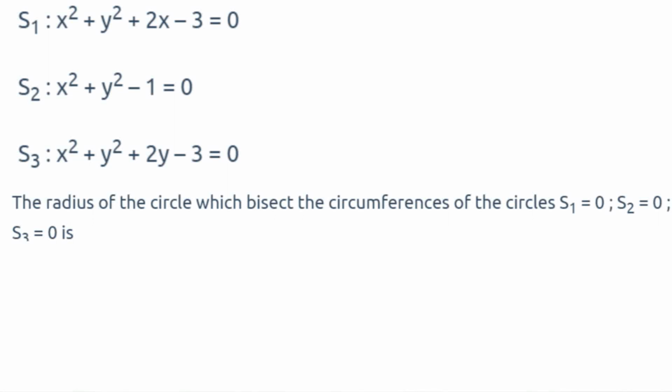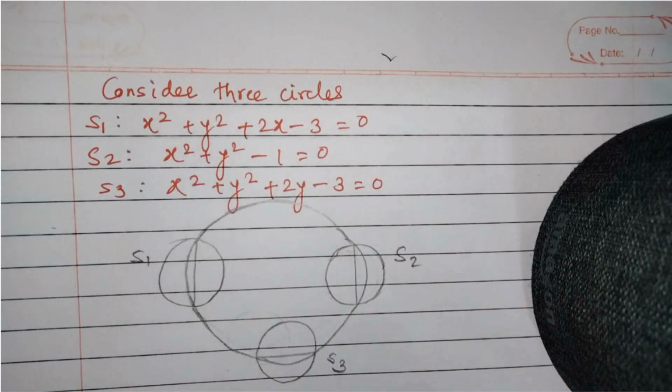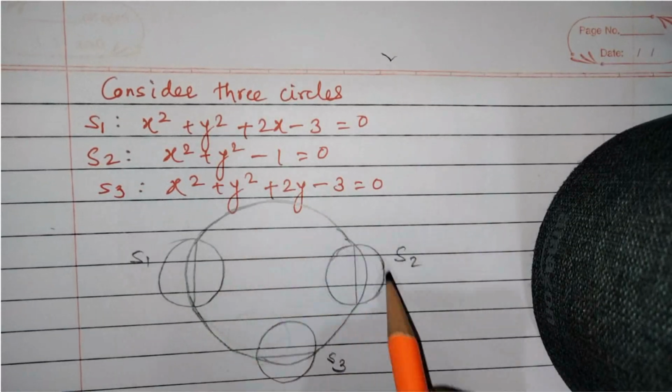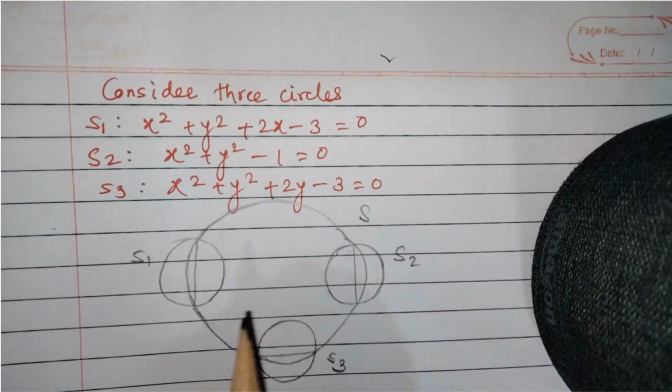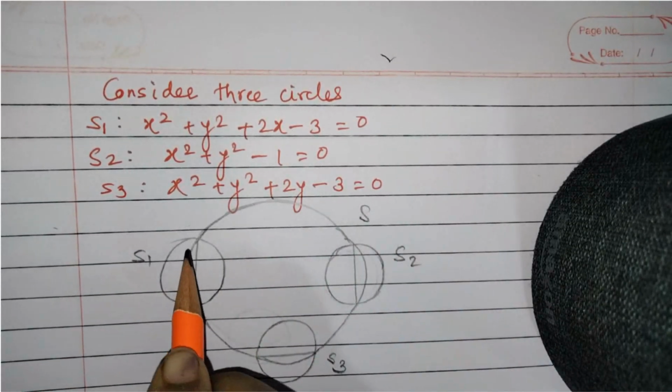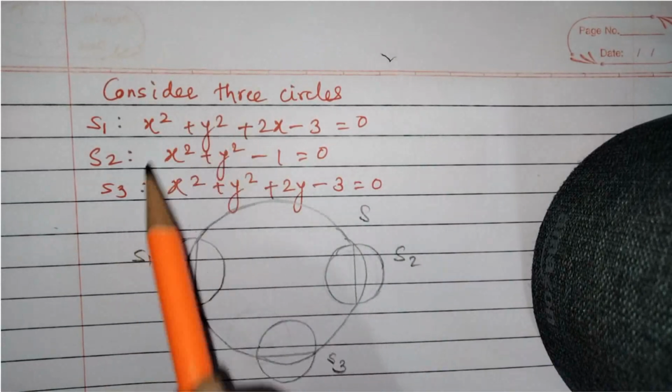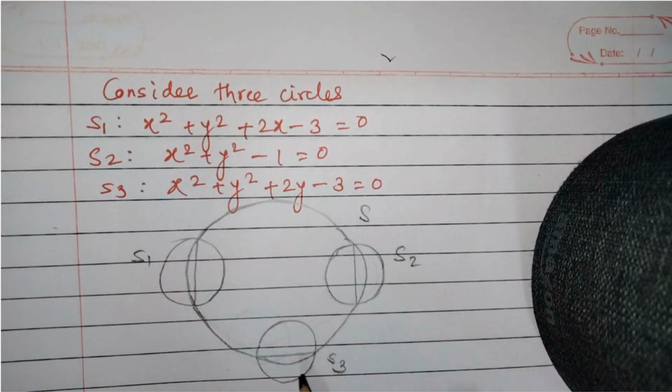The question says consider the three circles S1, S2 and S3 as follows and find the radius of the circle which bisects the circumferences of the circles S1 equal to 0, S2 equal to 0 and S3 equal to 0. So let us suppose this is one big circle S which bisects these smaller circles S1, S2 and S3.